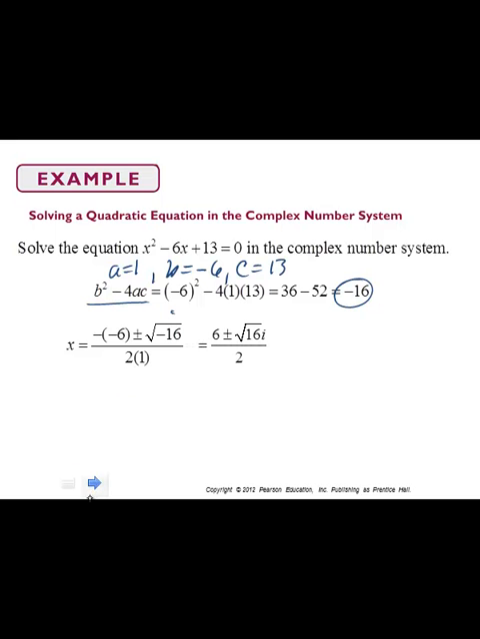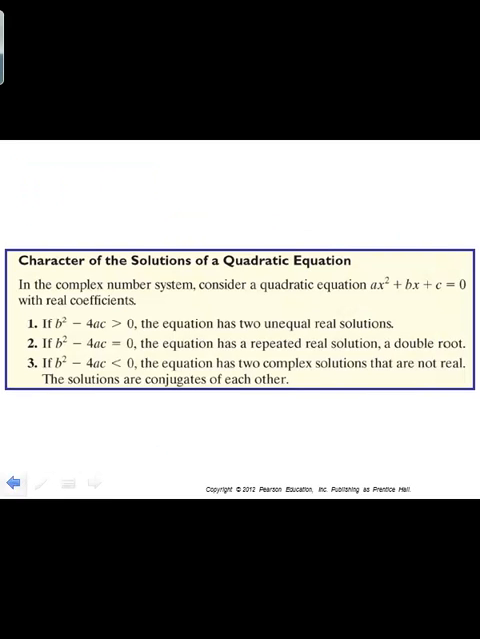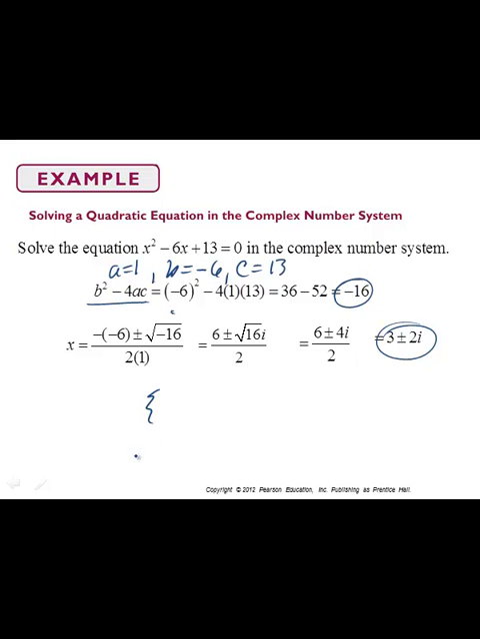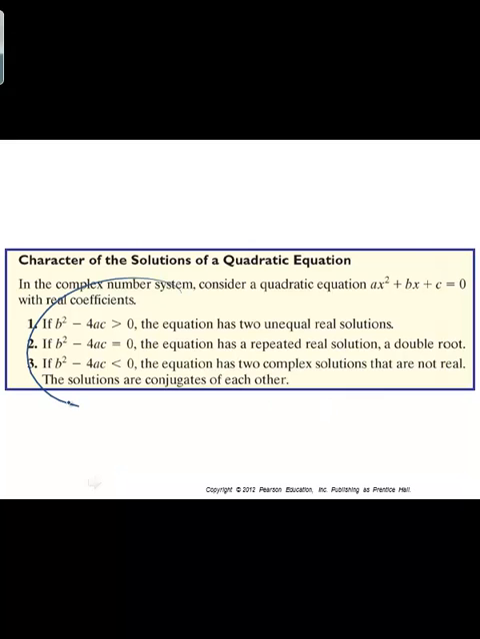All right, so let's simplify all that. 6 plus or minus 4i over 2. You can cancel 2's, leaving us with 3 plus or minus 2i. So you have two solutions, 3 plus 2i and 3 minus 2i. Now, we could write the solution set as 3 plus 2i, comma, 3 minus 2i. So this just repeats what we just talked about. The sign of the discriminant indicates the nature of our solutions.